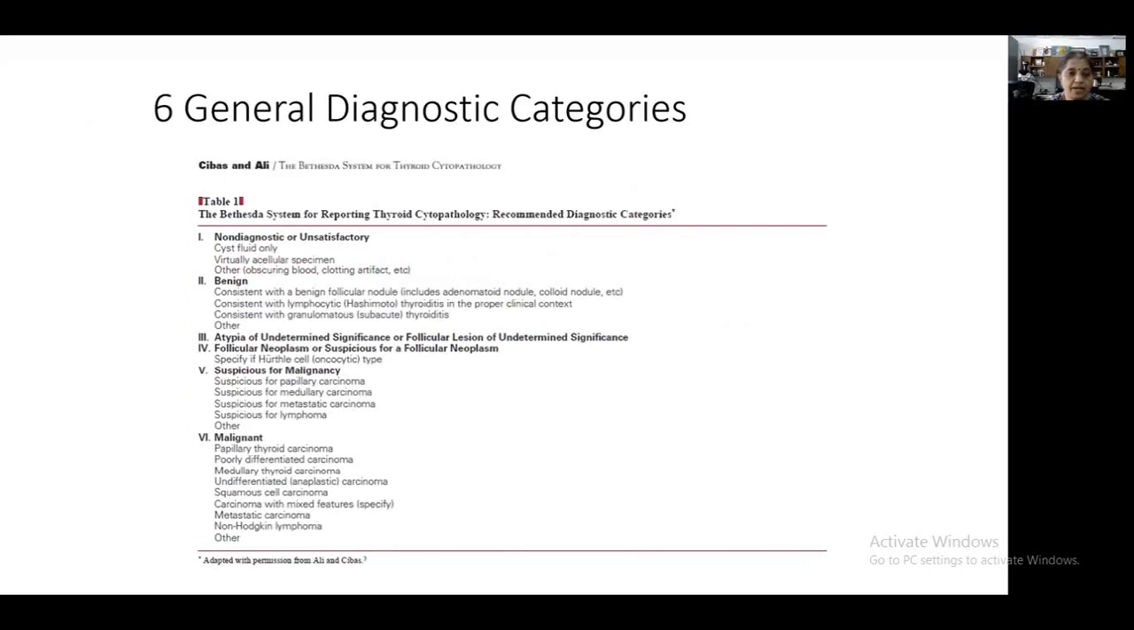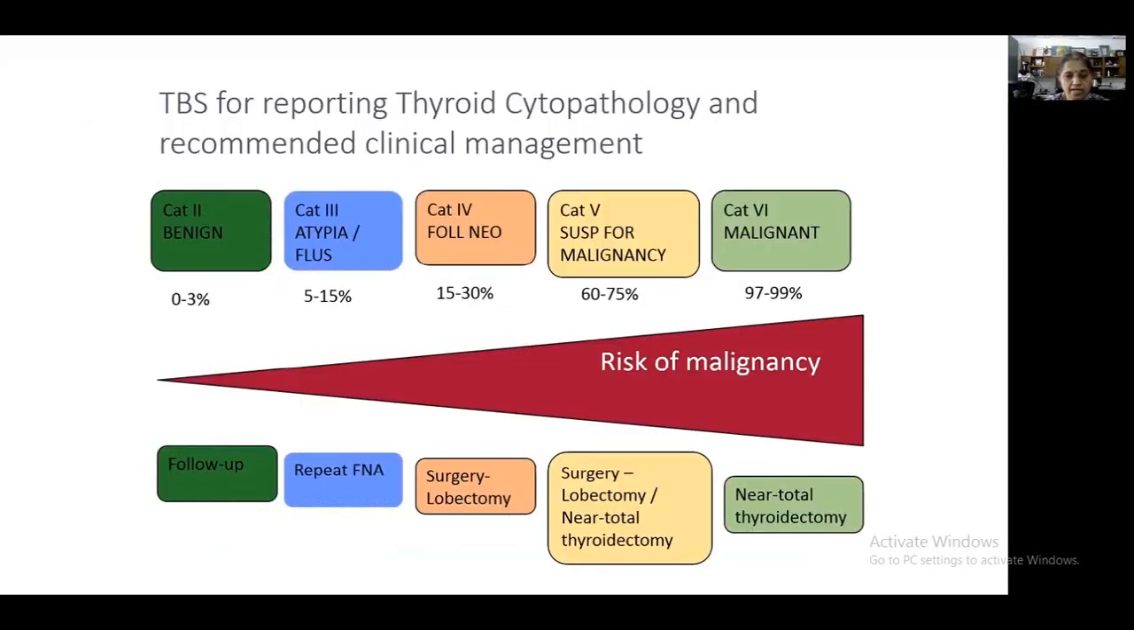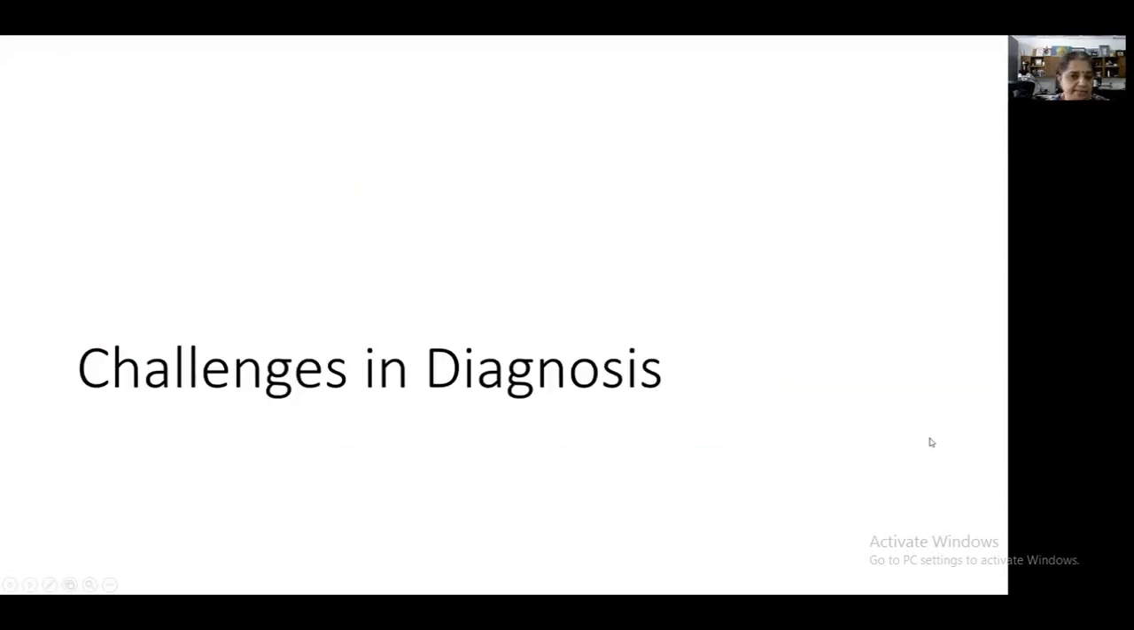All of us know about the Bethesda system for reporting thyroid cytopathology, which was a sort of a revolution in itself, with the 6 diagnostic categories. And we also know that the risk of malignancy increases from category 2 right up to category 6. If you look at category 3, it is around 5 to 15%. Category 4, it is 15 to 30%. And 5 and 6 are quite high. And this is the kind of management which is based essentially on the risk of malignancy.